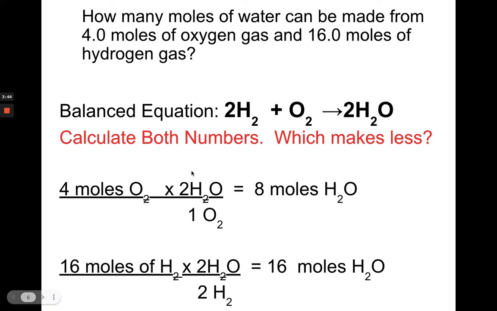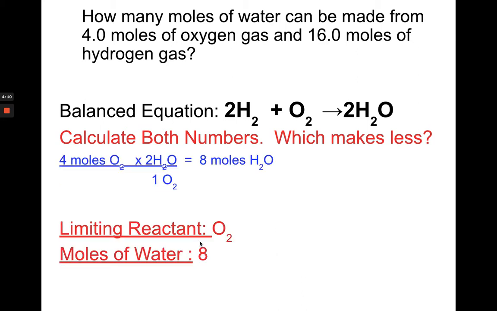For the hydrogen, it's an even easier ratio. It's a 2 to 2. So 16 moles of hydrogen gives us 16 moles of water. Now, how do we figure out how much we have? Well, whatever gives us the least amount is the one that's going to run out first. So the oxygen gives us the least amount, 8 moles of water. So the oxygen is our limiting reactant, and all we can do is make 8 moles of water, and then we have no oxygen left. There will be extra hydrogen left over.